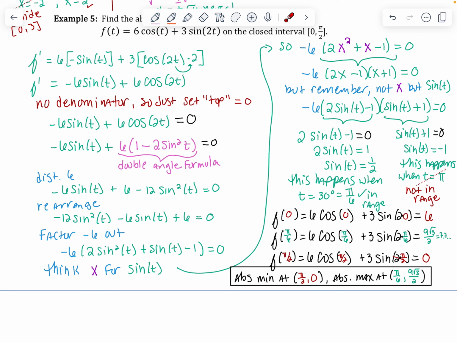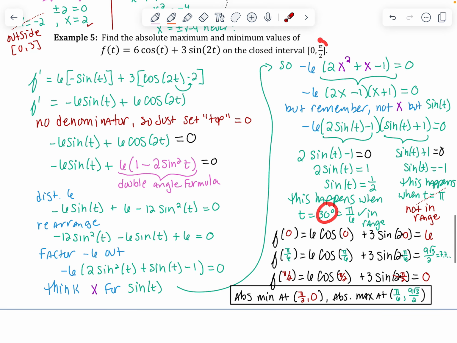Kind of like an anti-trig. This happens at 30 degrees. Although our interval was given in radians, so 30 degrees has the radian equivalent of pi over 6. And because 1/6 is 0.16, which is less than 1/2, it's in my range.